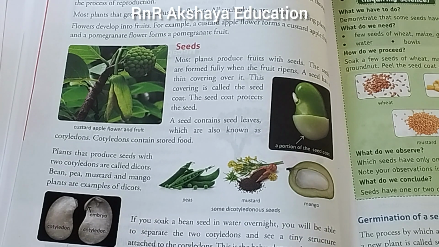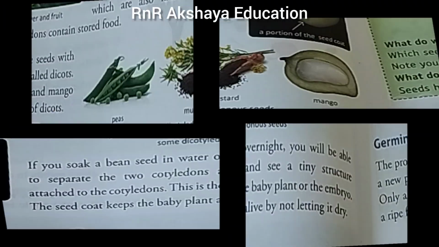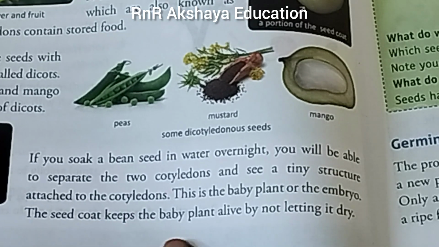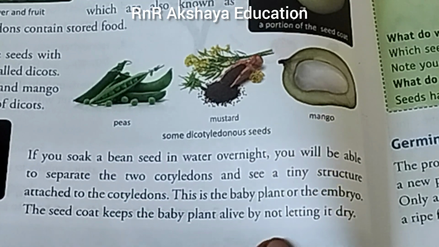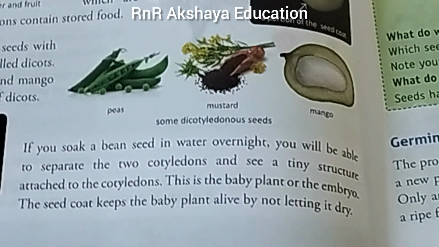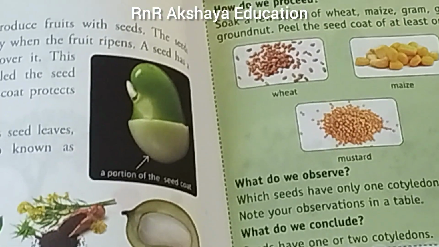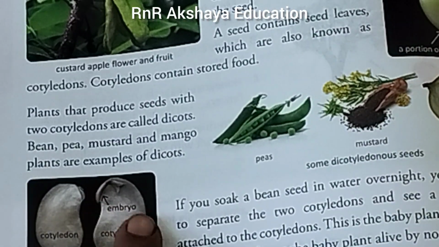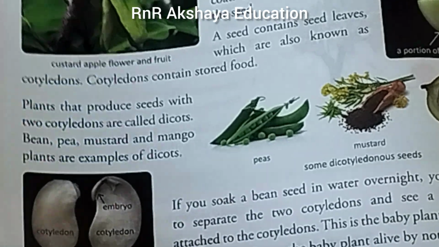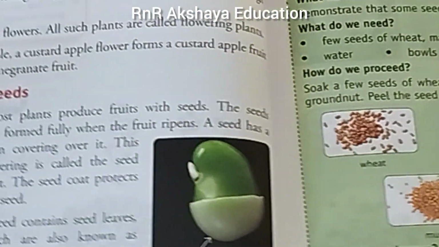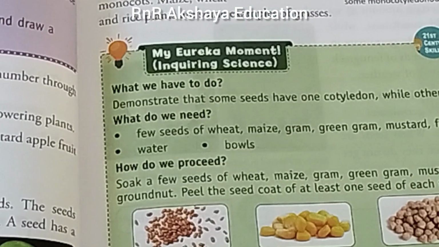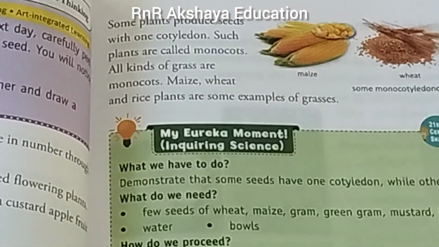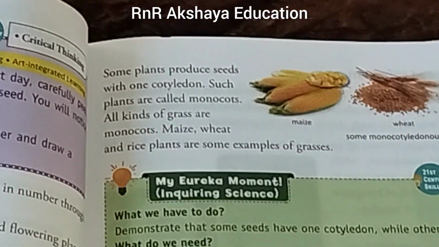We'll move to the next one. The seed coat keeps the baby plant alive by not letting it dry. What does the seed coat do? It keeps the baby plant alive and does not let it dry. We learned dicots, right? Now we will learn monocots.